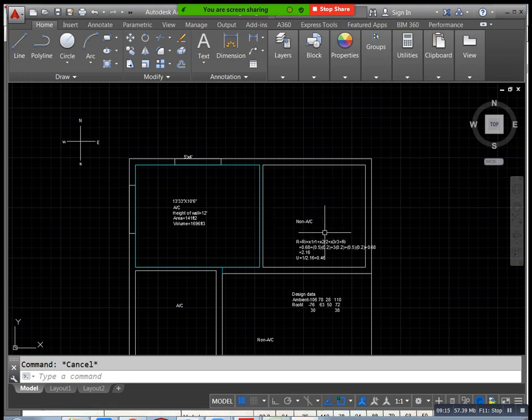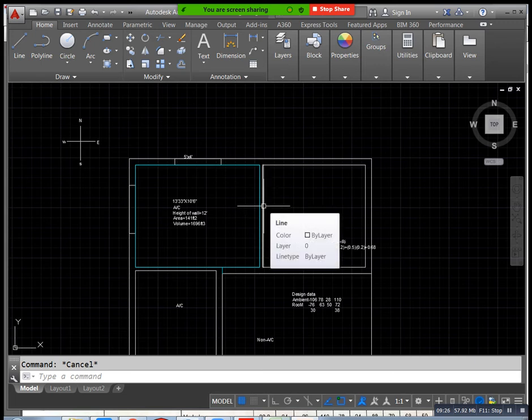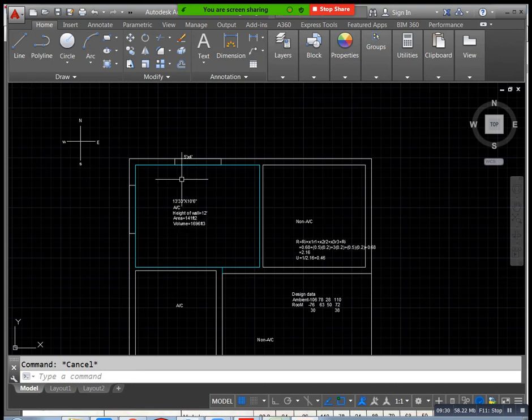Next, negligible. Negligible means both are AC rooms. This is an AC room and this one is also an AC room. Negligible means both have the same temperature. In that condition you don't have any varying or changing temperature. You can remember, now this is 0. In the negligible condition you can take 0. Both are AC rooms, between them we have one wall.